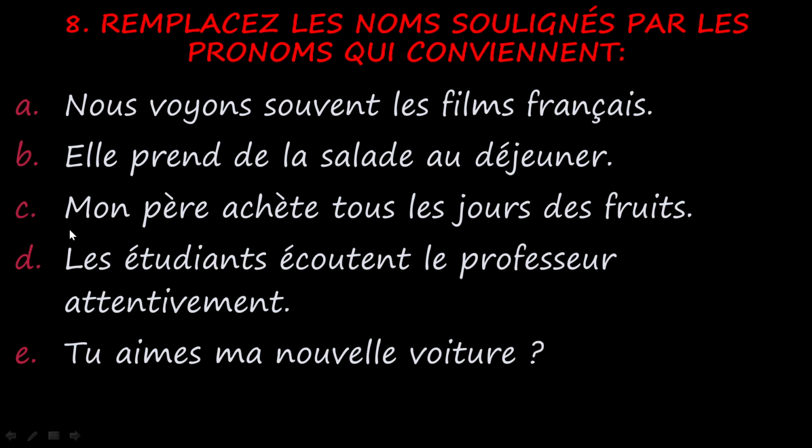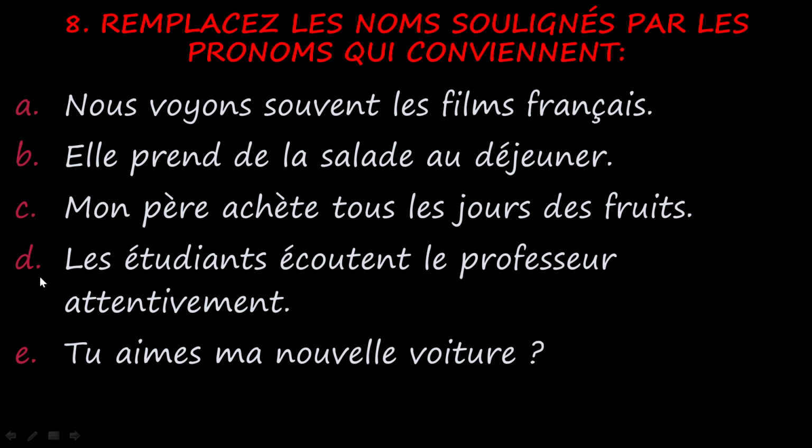So the third one, mon père achète tous les jours des fruits. So the verb acheter, my dad buys every day some fruits. Some fruits, des is used here. So what pronoun will be used? En. Okay, en pronoun. So we replace des fruits by en. Mon père en achète tous les jours. Okay, so en will be placed here before the verb. Mon père en achète tous les jours.